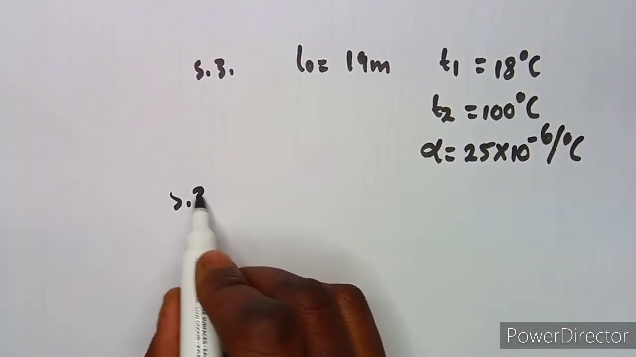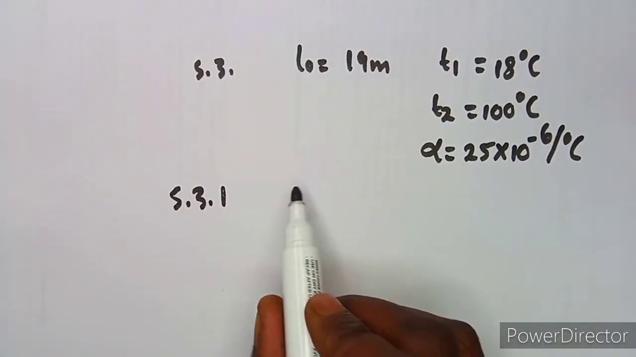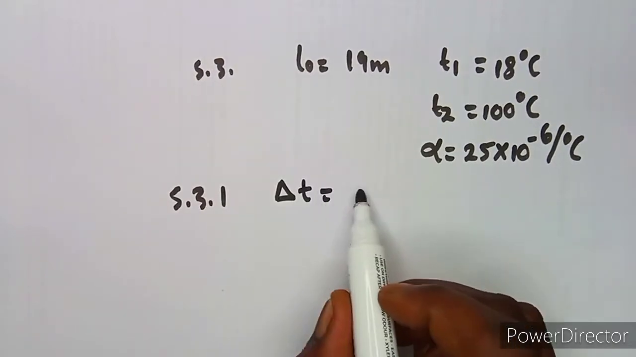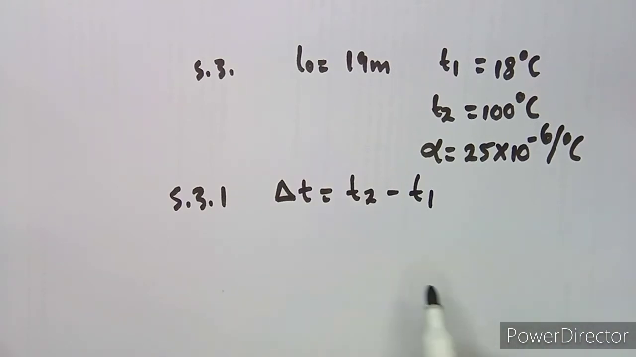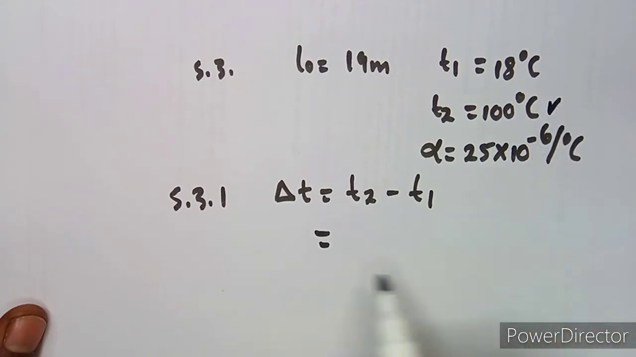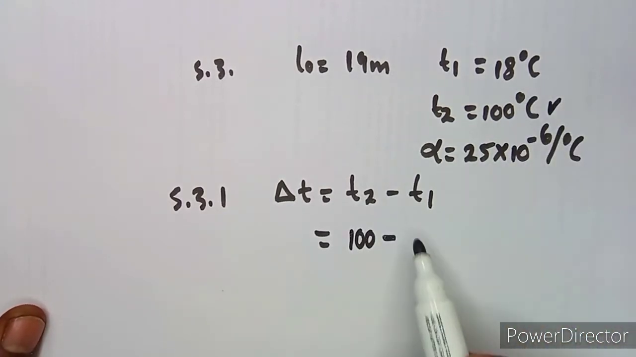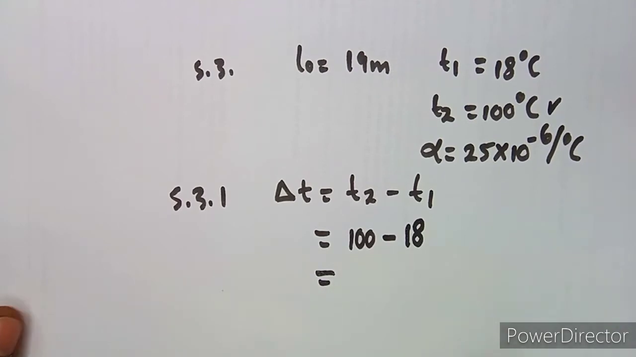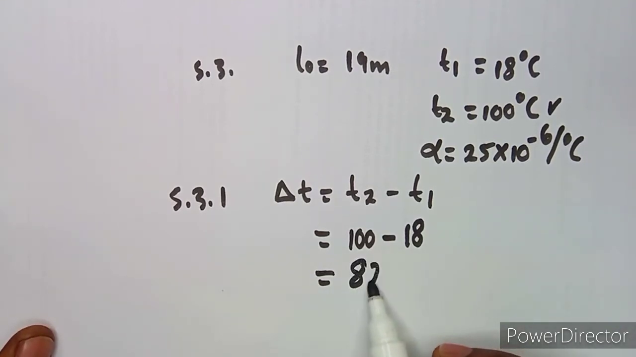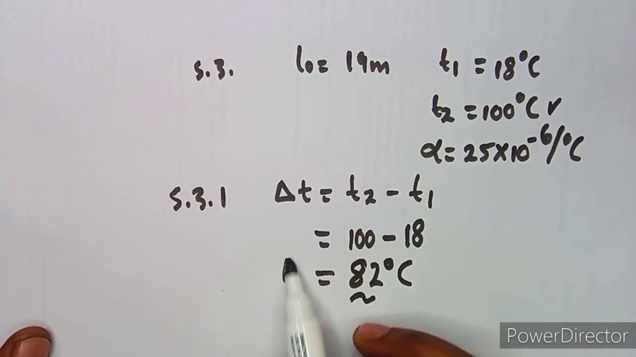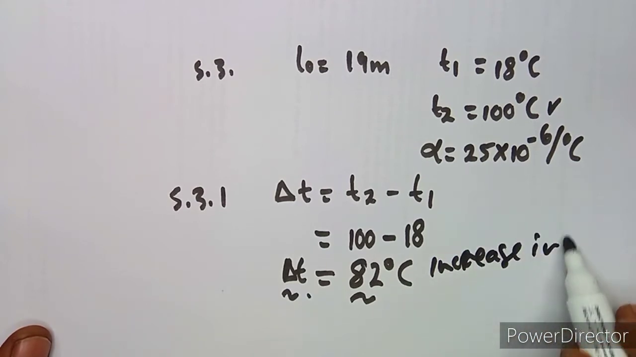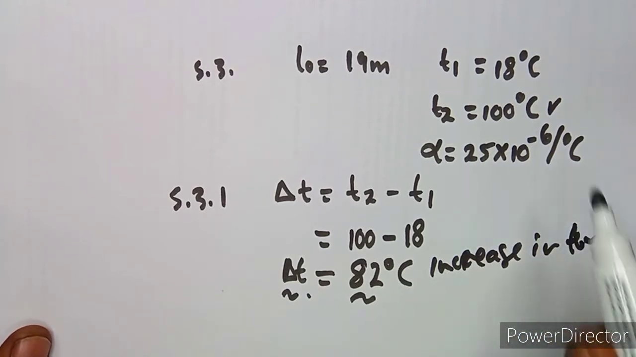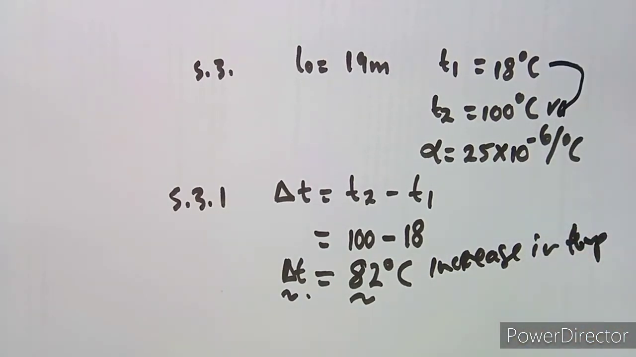All right, so 5.31, that is the increase, and we know that the increase in temperature, that is the change in temperature, is T2 minus T1, the temperature difference. So T2, that's 100 degrees Celsius, minus T1, which is 18 degrees Celsius. So if we subtract these two, that's gonna give us 82 degrees Celsius, which is the change in temperature, or the increase in what? In temperature, because remember it started at 18 up to 100, so that's an increase. All right, so the increase is the change in temperature.